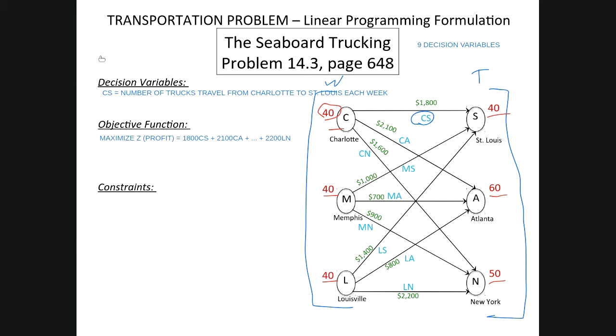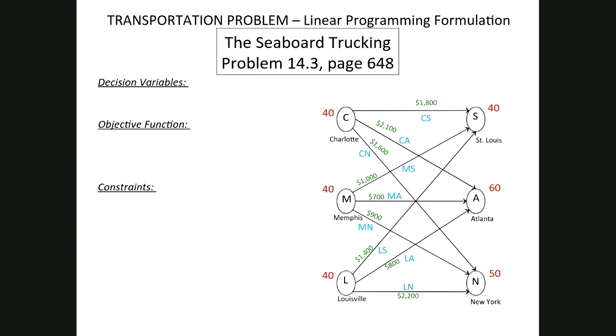So let's think about how we deal with these constraints. Well, let's look at this. For our 40 trucks that are coming out of Charlotte, where can they go? Well, they can only go to St. Louis. They can only go to Atlanta. They can only go to New York. So these 3 paths are the only way trucks can leave Charlotte.